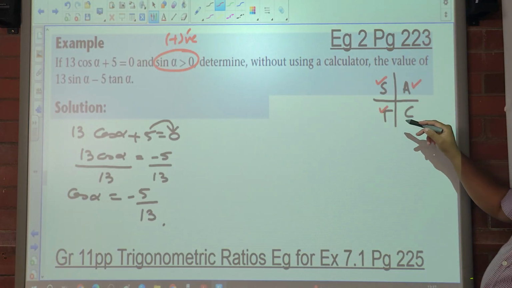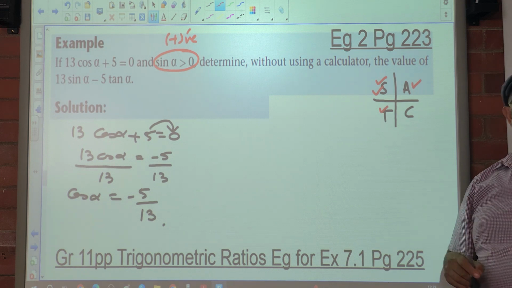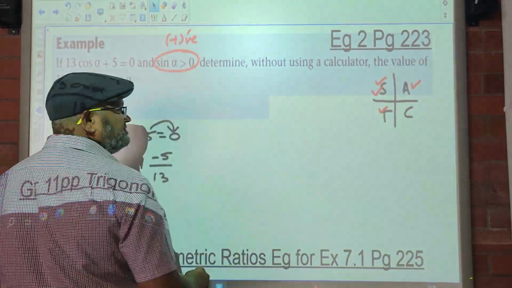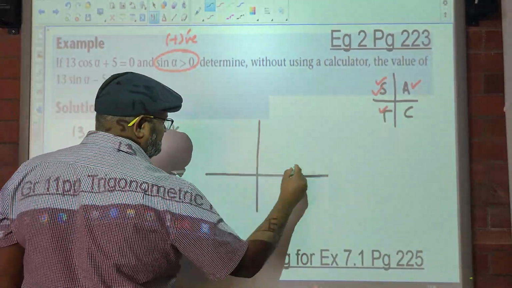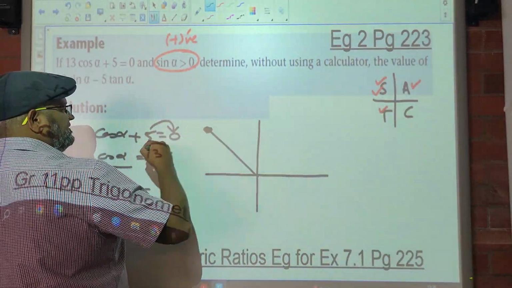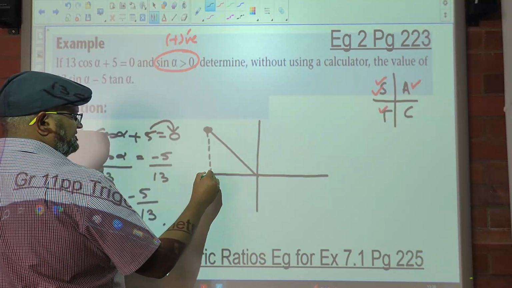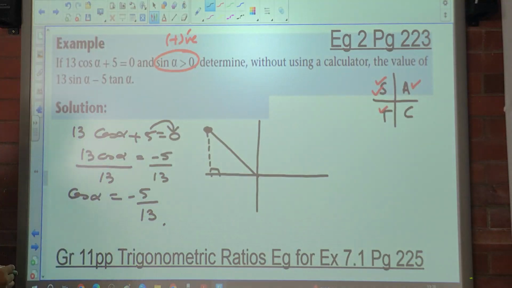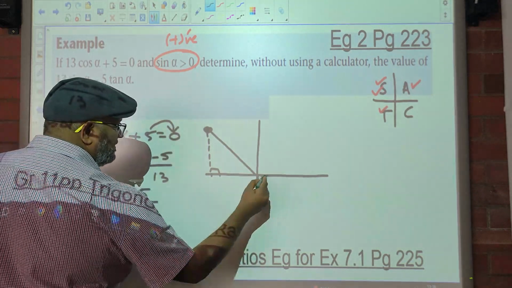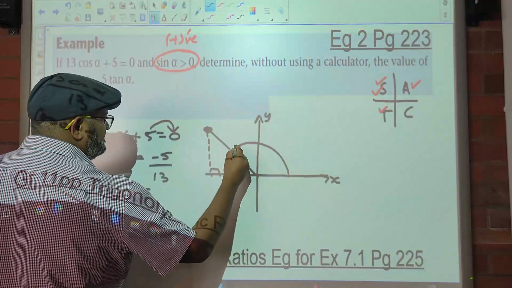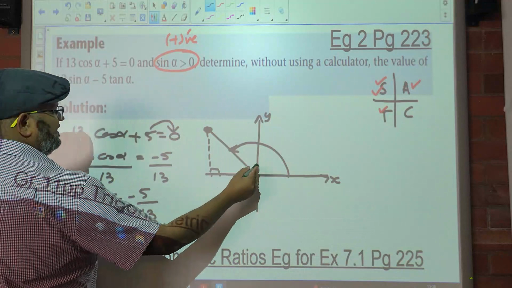Quadrant 1 and 2. So in which quadrant would we draw that in? Quadrant 2. You guys understand? So let's draw it in quadrant 2. So I draw the terminal arm there. Then I drop this perpendicular onto the x-axis. And of course the angle will always open from this positive x-axis onto the terminal arm. Okay, and that's your alpha angle.